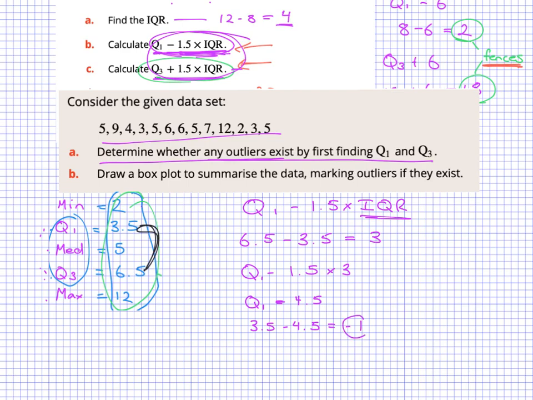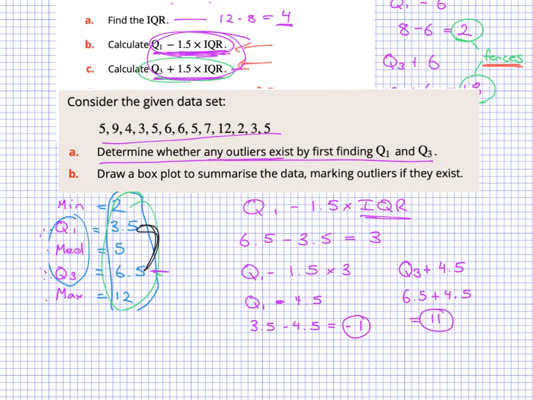All right, so this is the fence, the lower fence it's called, because it's at the bottom of the data set. Then I'm going to do the same thing for Q3 plus. So it's going to be Q3 plus 4.5. Now Q3 is 6.5, so 6.5 plus 4.5 equals 11. So there is our upper fence.